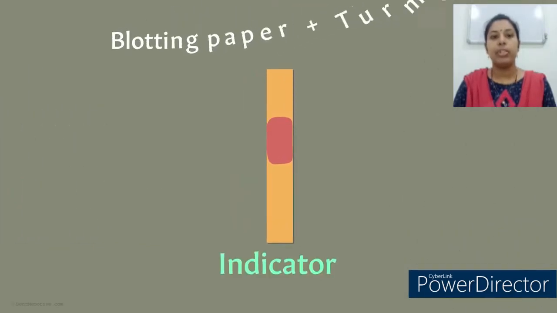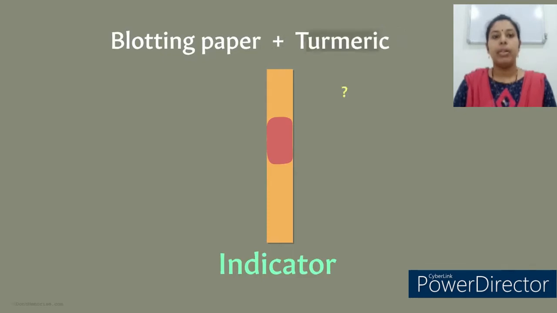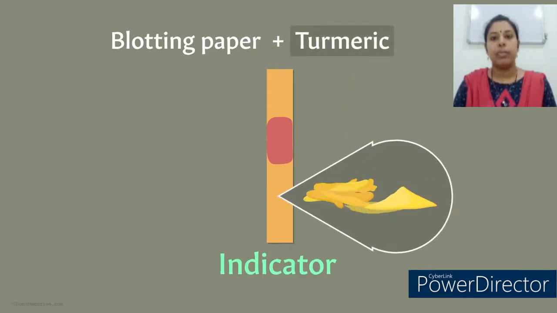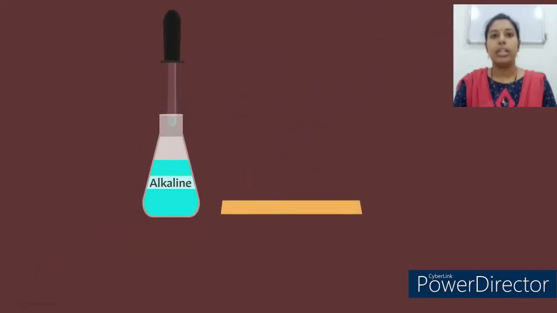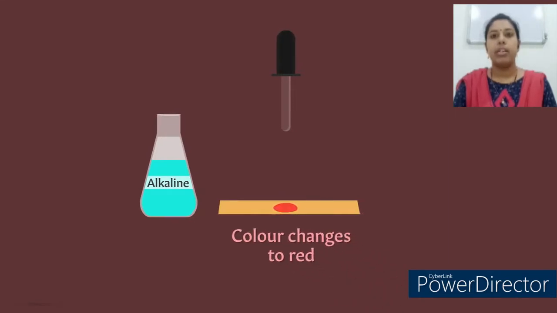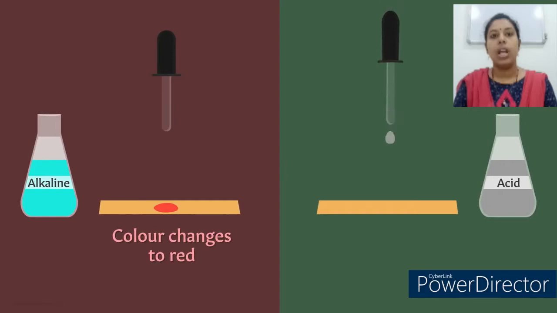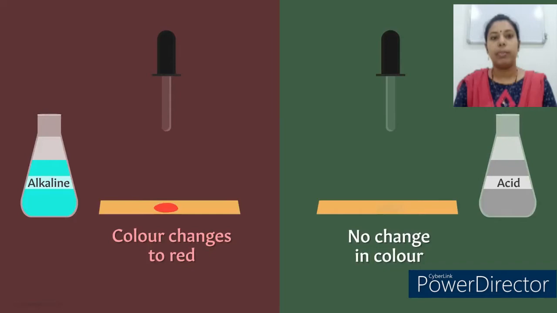This yellow paper strip is a blotting paper with turmeric applied to it. Turmeric is an excellent indicator to detect the acidic or basic nature of the solutions. Alkaline or basic solutions turn turmeric into a reddish brown color. And what about acids? Acids have no color change when tested with turmeric. The color of turmeric, which is yellow, remains unchanged.